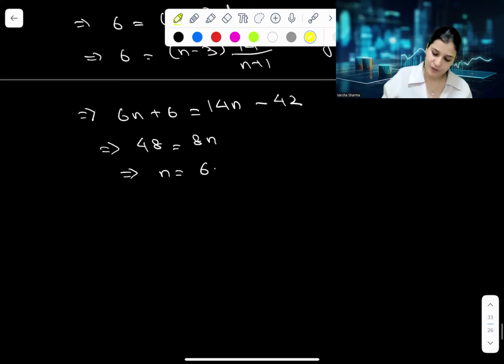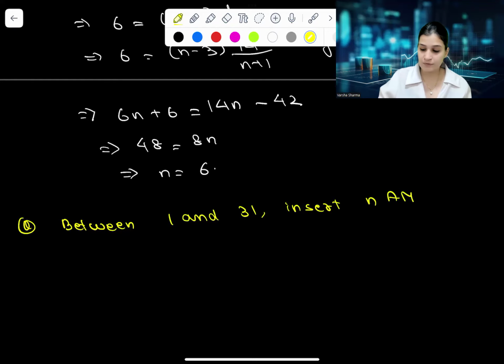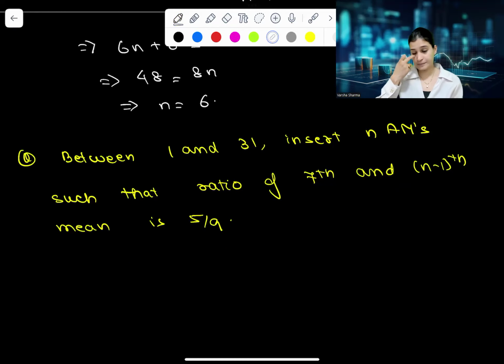A very similar sum question. Between 1 and 31, insert n arithmetic means such that the ratio of the 7th and n minus 1th mean is 5/9. Try.